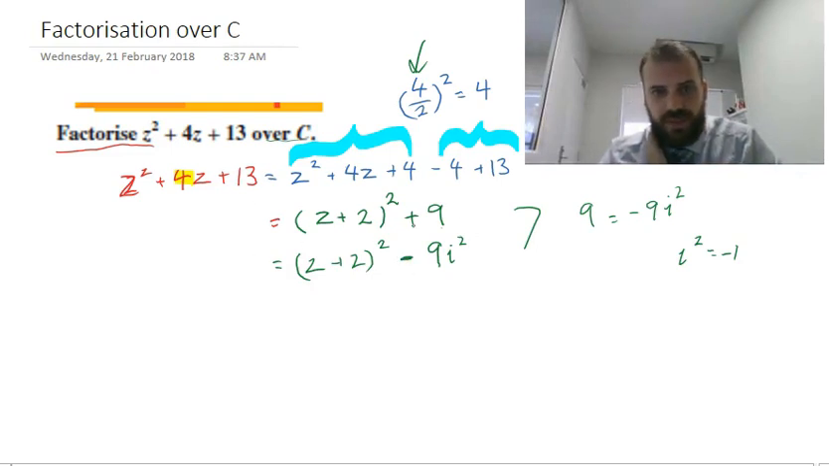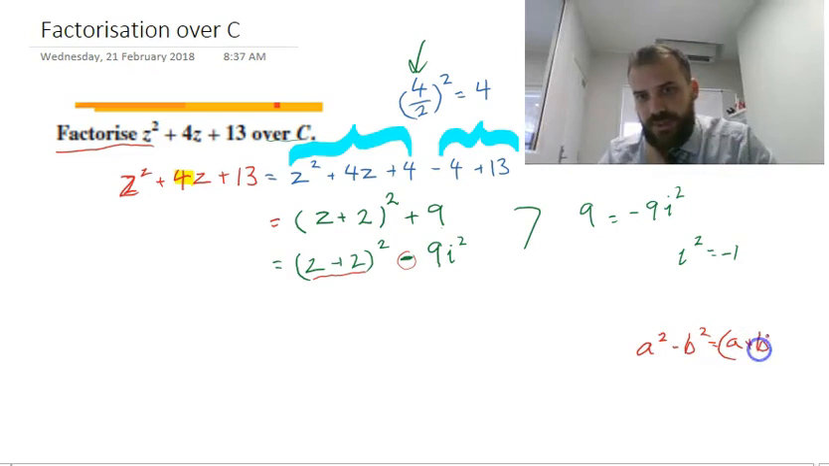So now I have my imaginary number here that I can start working with. So we completed the square up here, which is a skill that you probably need to practice a little bit. But also, if you look here, we have z plus 2 squared minus 9i squared. Now, let's take another little look at that. That's actually the difference of 2 squares. So you should remember that a squared minus b squared is equal to a plus b, a minus b.